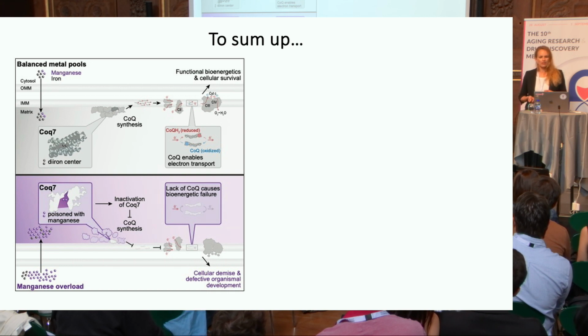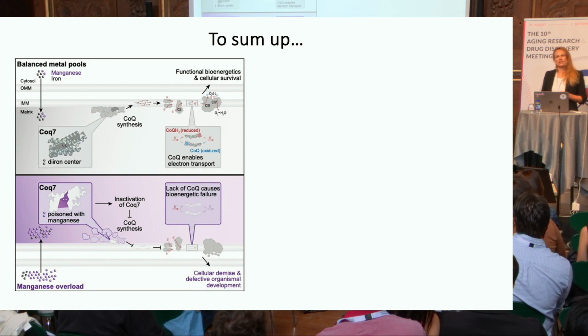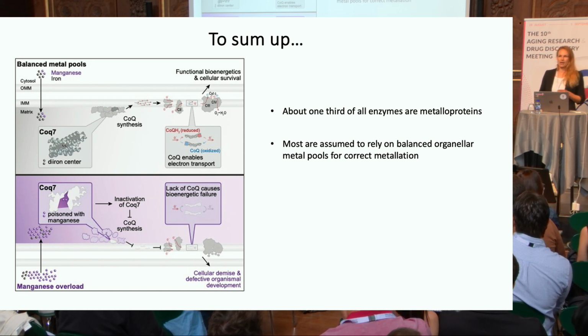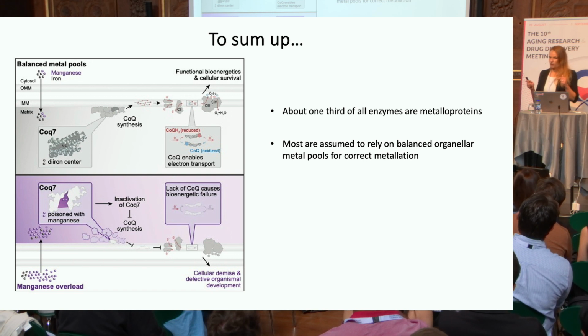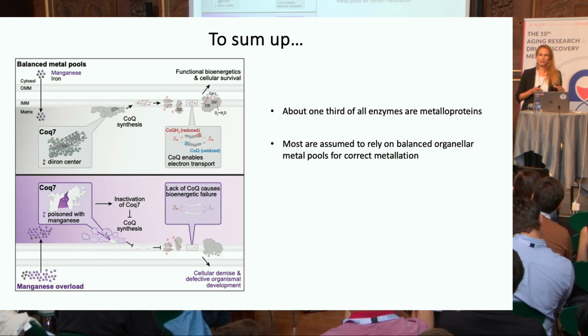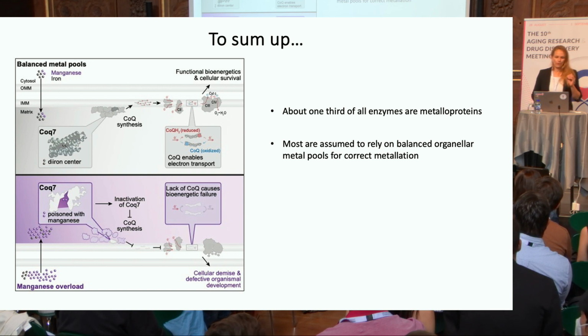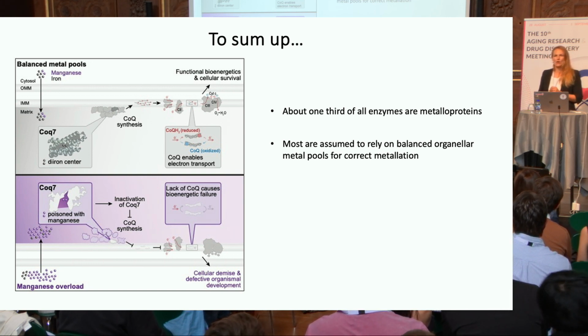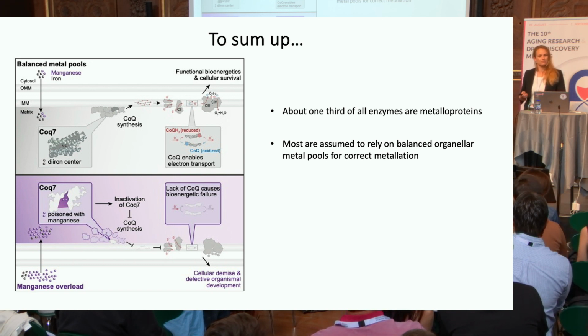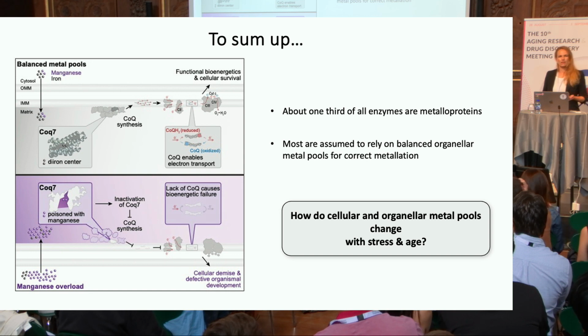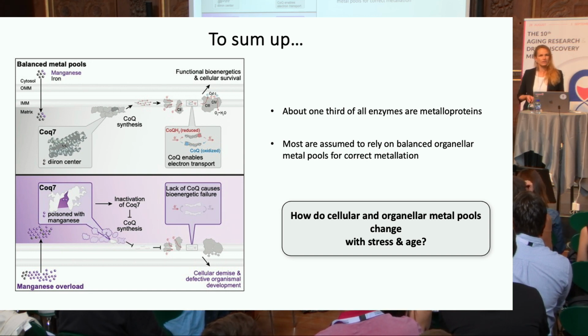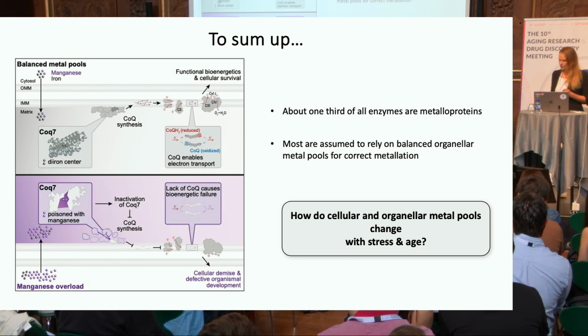And actually it's rather unknown whether mismethylation plays a big part in nature, but about 1/3 of all enzymes are actually metalloenzymes. And while a few of them have dedicated chaperone machineries or biosynthetic machineries that generate the cofactor, mostly those metalloenzymes only rely on a balanced metal pool for correct methylation. Thus, it will actually be important to understand how cellular and organelle metal pools change with stress and change with age. And the last slide, just to come back to the manganese-induced inhibition of CoQ synthesis.